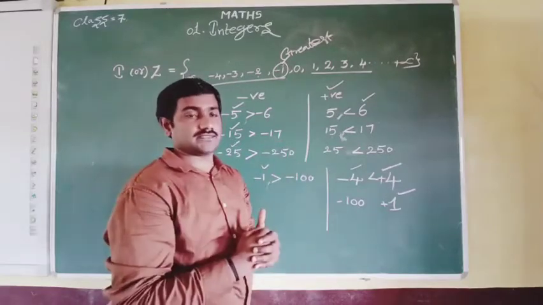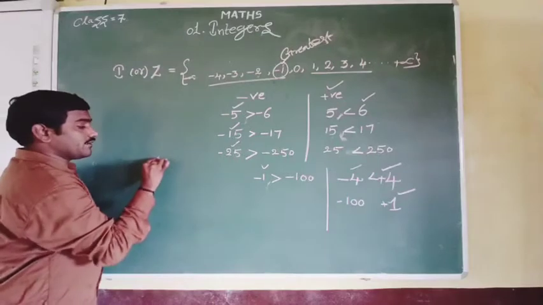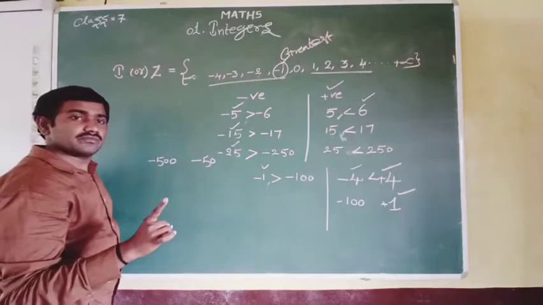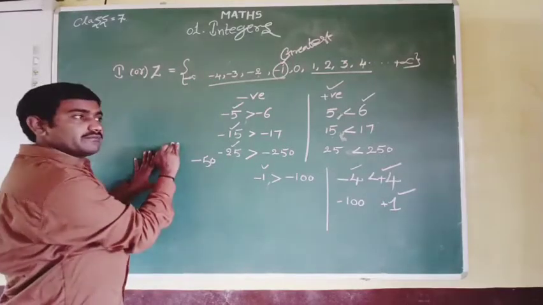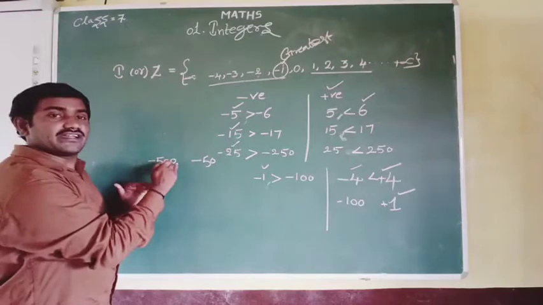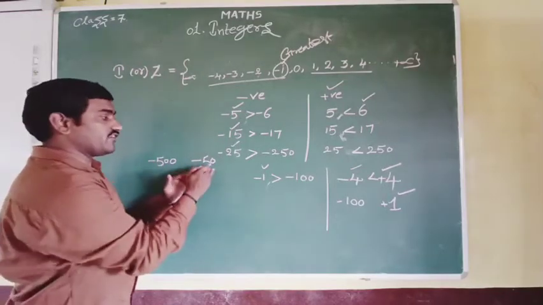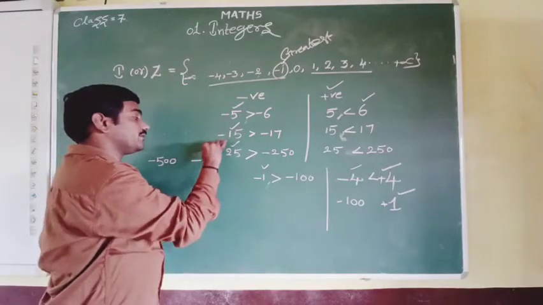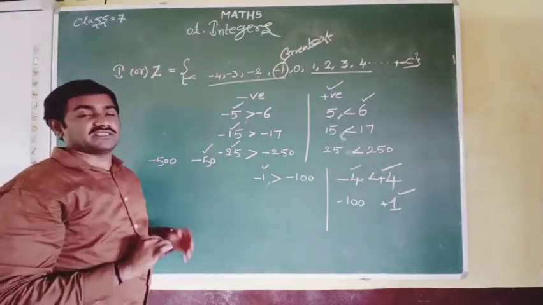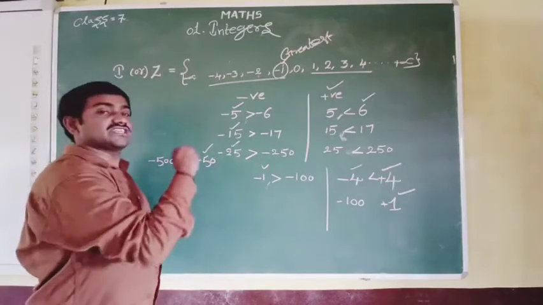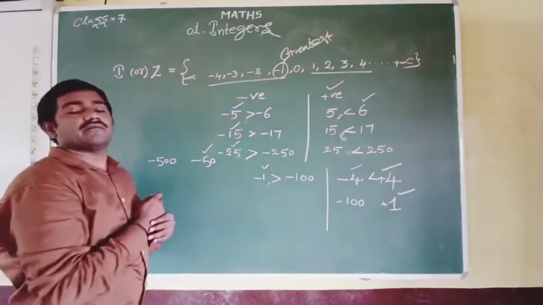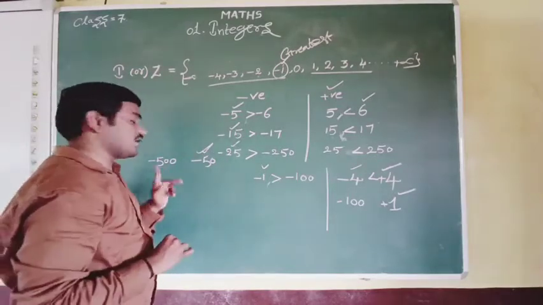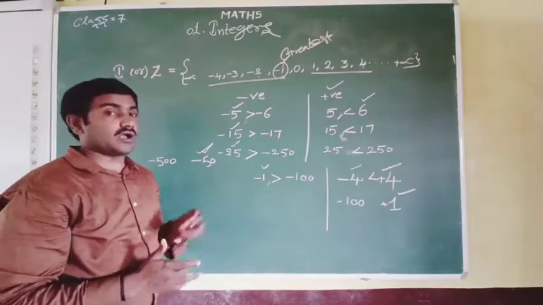I hope you understood how to compare negative integers and which value is greater and which is less. One more example: minus 500 and minus 50. Which is greater? Here 500 is a bigger number, but the value of minus 500 is small. Here 50 is a smaller number, but the value of minus 50 is bigger, because in negative numbers it happens like this. So minus 50 is a greater number than minus 500. I hope you understand how to compare this.